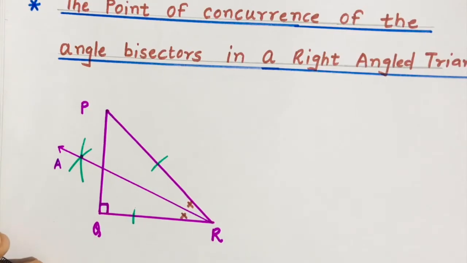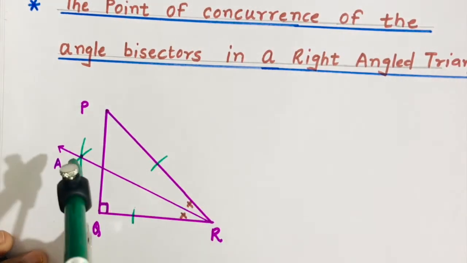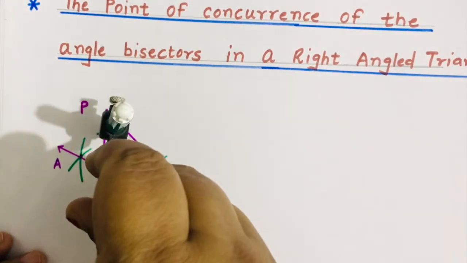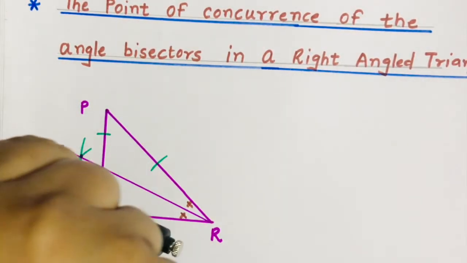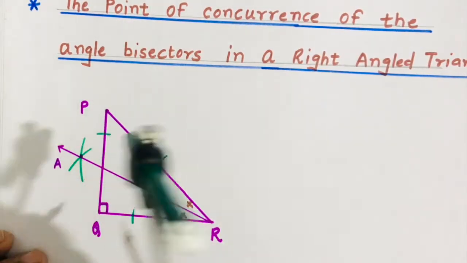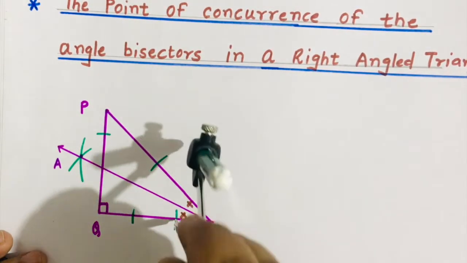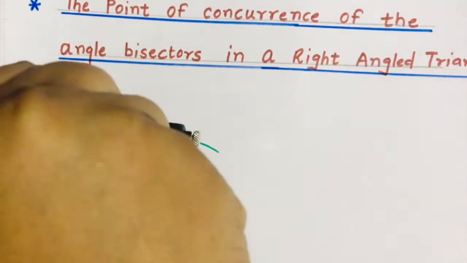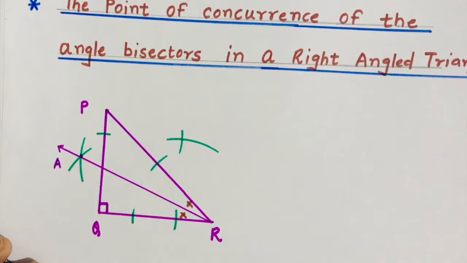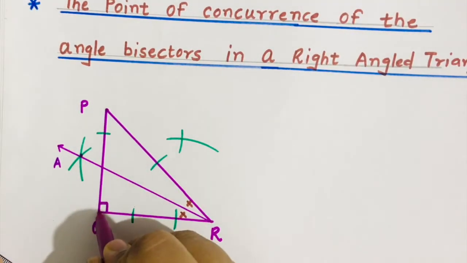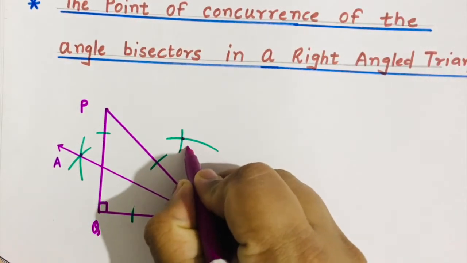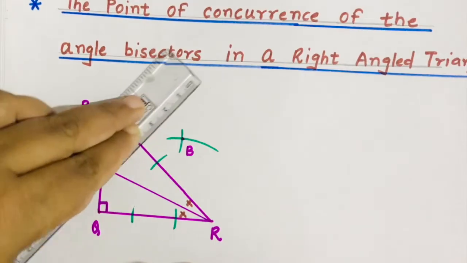Same procedure we will do from point Q. Keep the steel point at the point Q and draw an arc. Keeping the same distance, you need to draw two more arcs. Now join Q and this point. We can name this point as B. Draw ray QB.